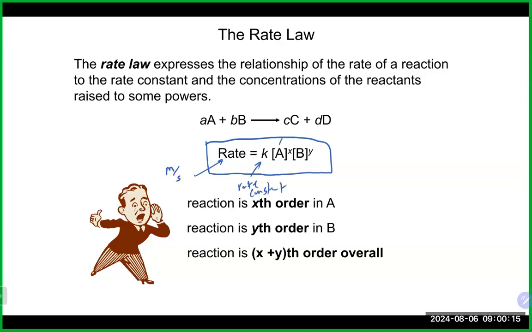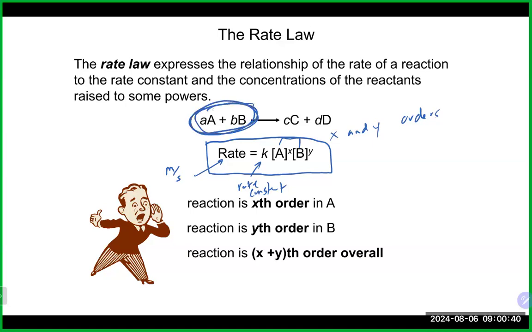These are our concentrations of our reactants. And X and Y, in this case, are what are referred to as the orders. X is the order with respect to A, and Y is the order with respect to B. And one of the important things that you see with the rate law is it's all about reactants only.